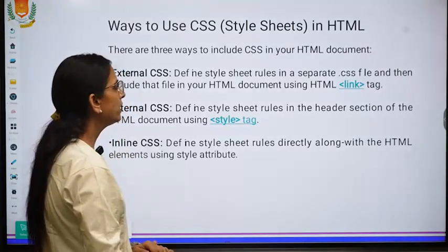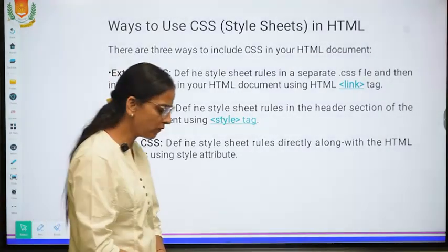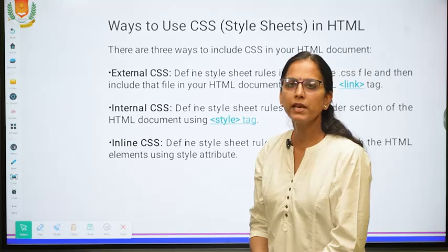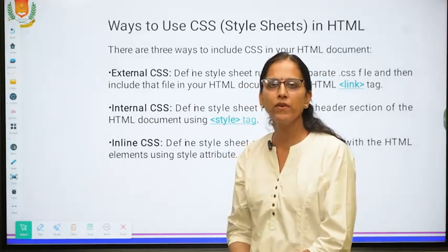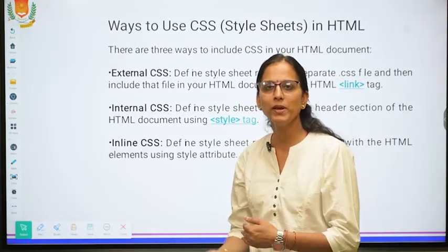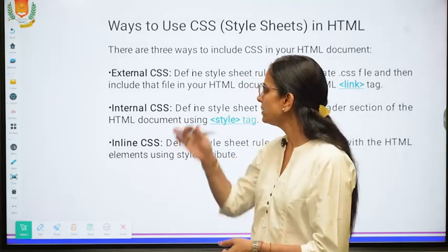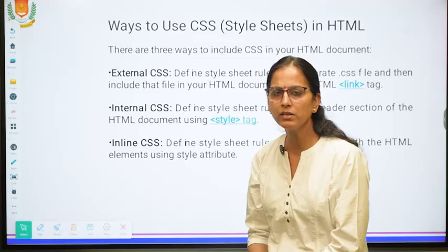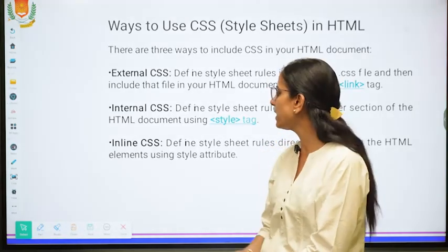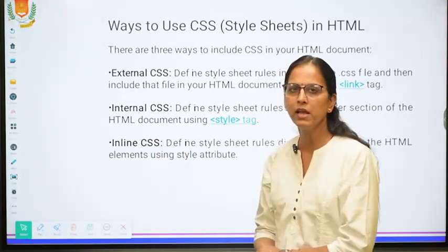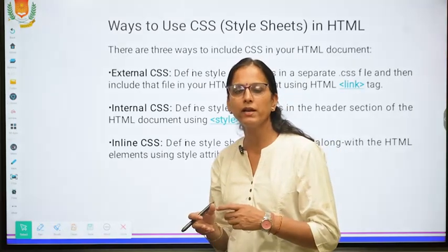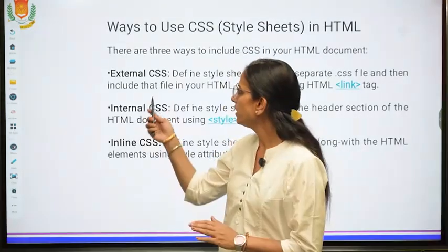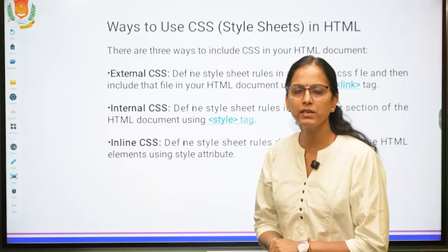Then we have the three types of CSS. What are the three ways by which you can specify the CSS? CSS can be defined in three ways: external CSS, internal CSS and inline CSS. Now in brief we will discuss their difference. What do they mean? The first is the external CSS.